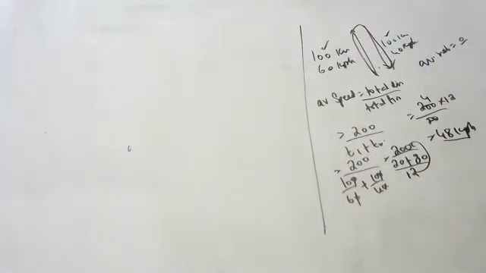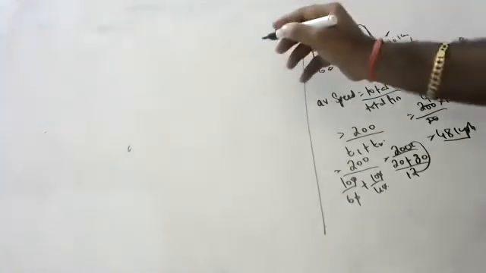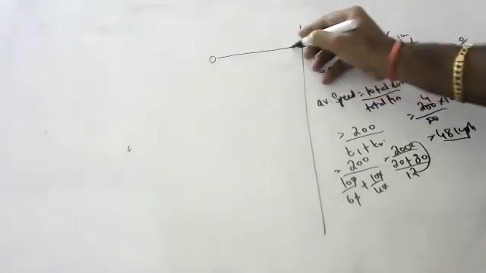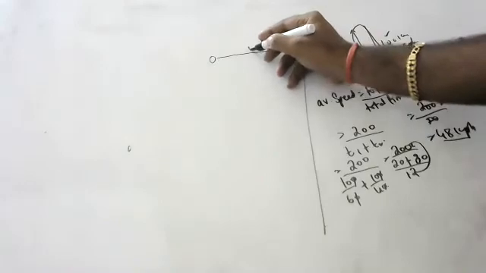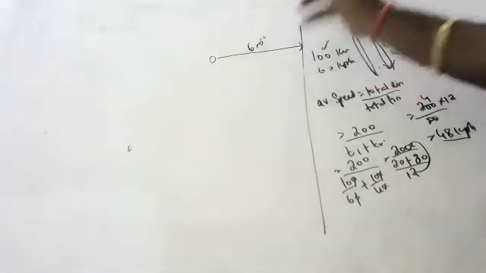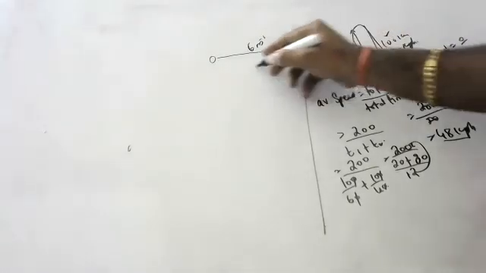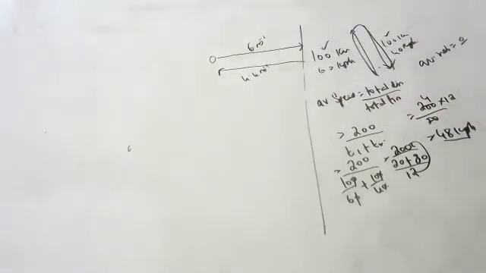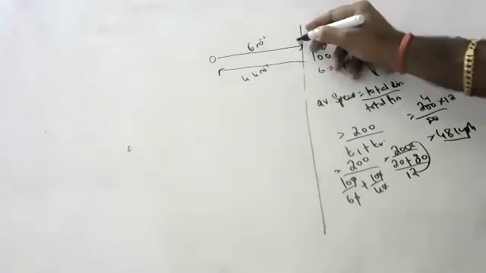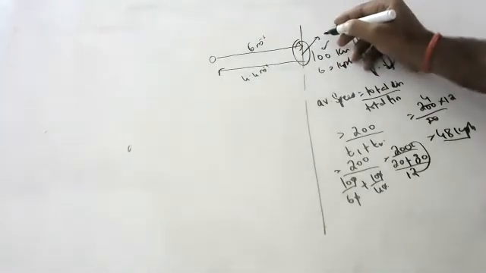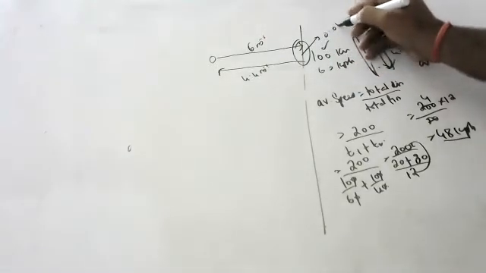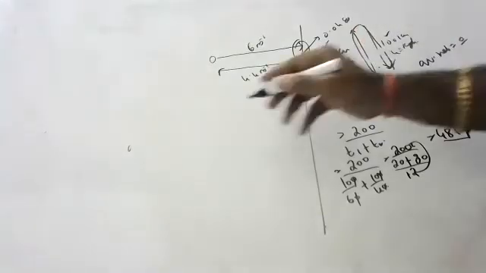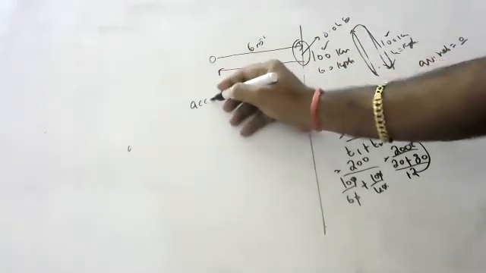Next question. A ball hits the wall horizontally at a speed of 6 meter per second. It rebounds at 4.4 meter per second. The ball is in contact with the wall for 0.04 seconds. What is the acceleration of the ball?